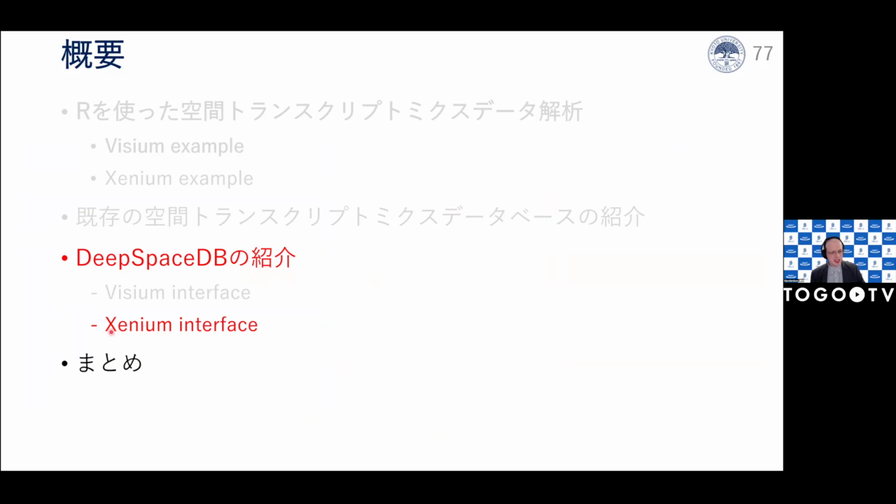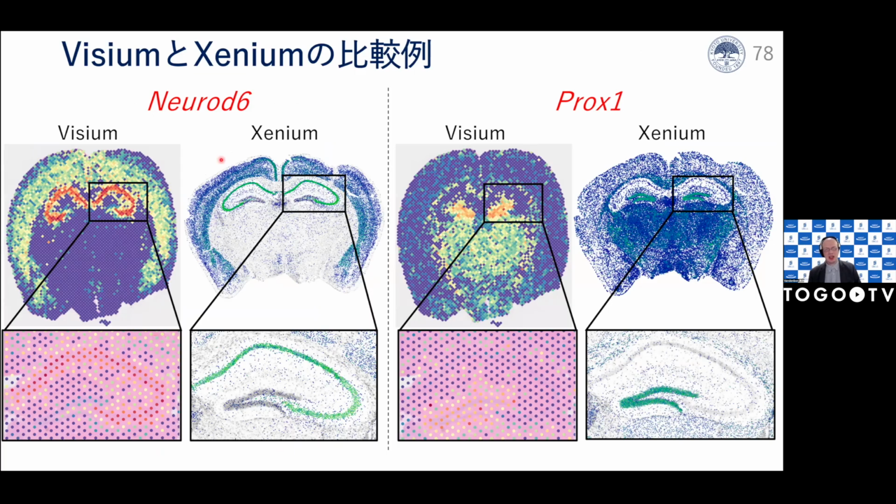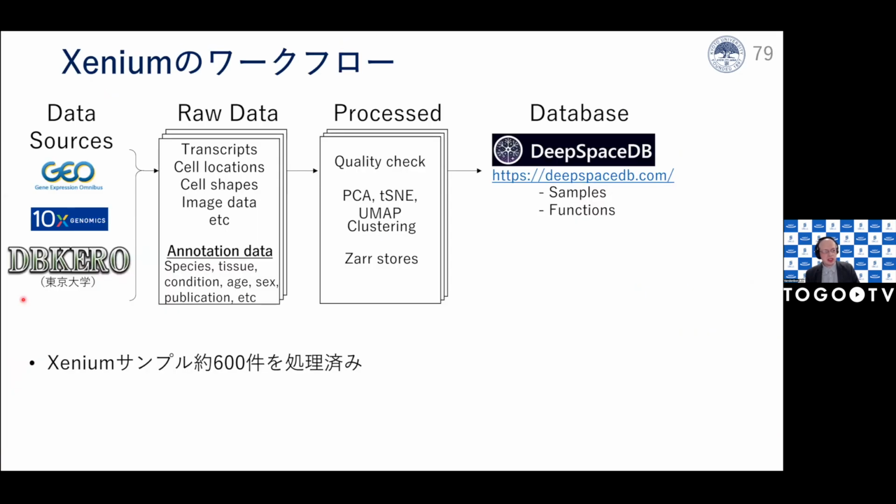But I also want to quickly introduce the Xenium interface. So as you know, Xenium has a far better resolution than Visium. Here I'm showing the same gene in two similar samples. One is Visium and one is Xenium. The pattern is very clear in Xenium, but not so clear in Visium, and the same thing here. So we are collecting many public samples from sources, and so far we processed 628 Xenium samples successfully, and we are again annotating the samples and adding them to the database.